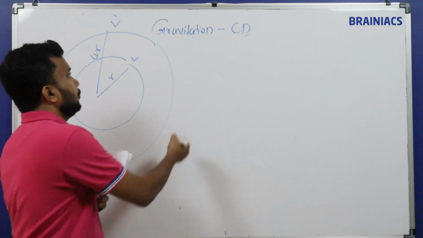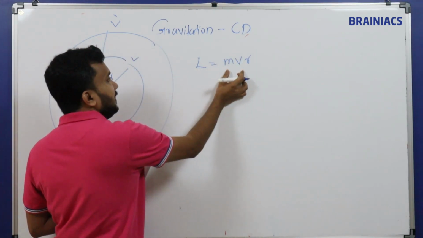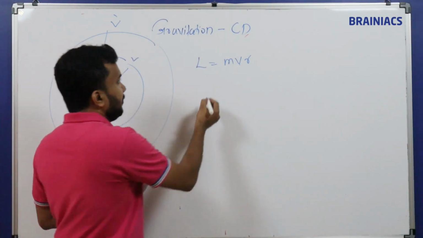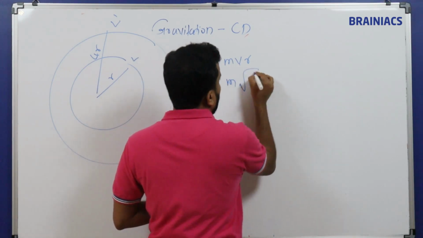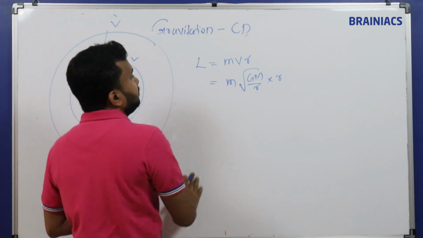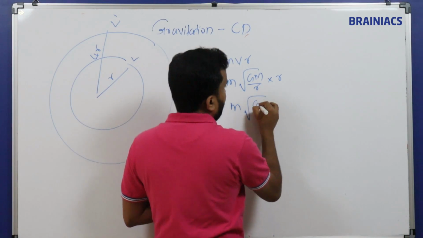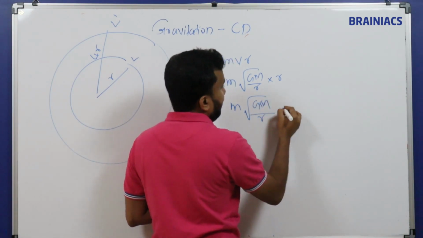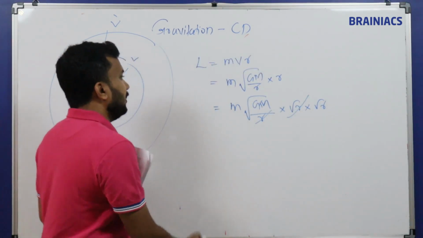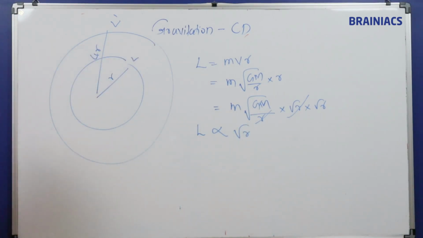L dash. So angular momentum, in general formula, is mvr, where mv is linear momentum, and mv into r is called angular momentum. But v is the orbital velocity here. So m into root of GM by r into r. If you simplify this, what will you get? This r can be written as m into root of GM divided by r, into root r into root r again. So root r cancels. So I know L is proportional to root r.